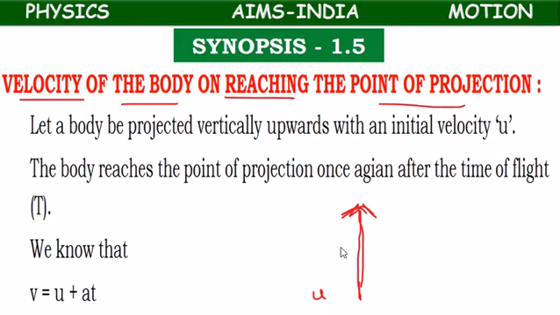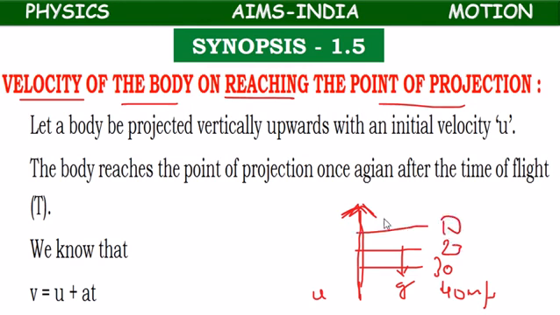because the body is going up, but the gravitational pull will pull it downwards. So that's why, in the beginning, if the velocity is 40 meter per second, because of gravity the velocity will decrease: 30 meter per second, 20 meter per second, 10 meter per second, 0 meter per second. This is the point of projection from where we have thrown the object.